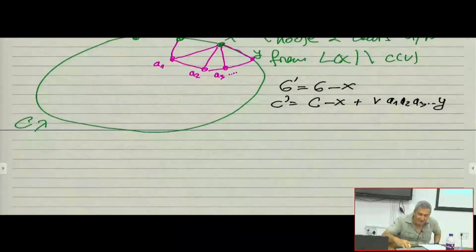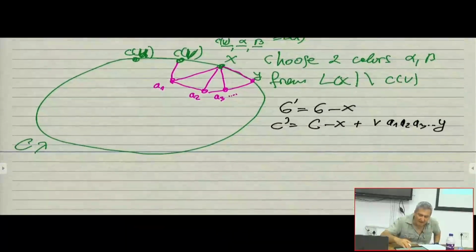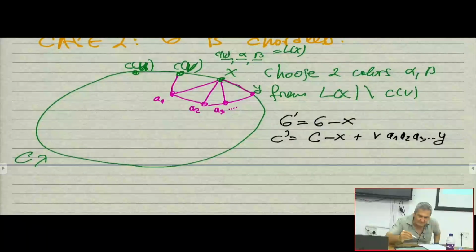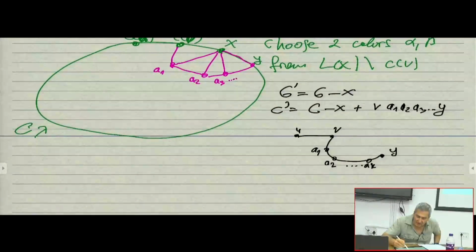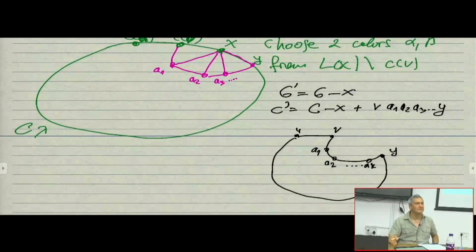So my new graph, I will draw it smaller, will look like this. Here is U, here is V, then I go a little like this, A1, A2, and so on, A k. I come to U, and then I go like this. I remove X. This is G prime. And this cycle is C prime. It has one less vertex. Are the assumptions of the theorem satisfied?